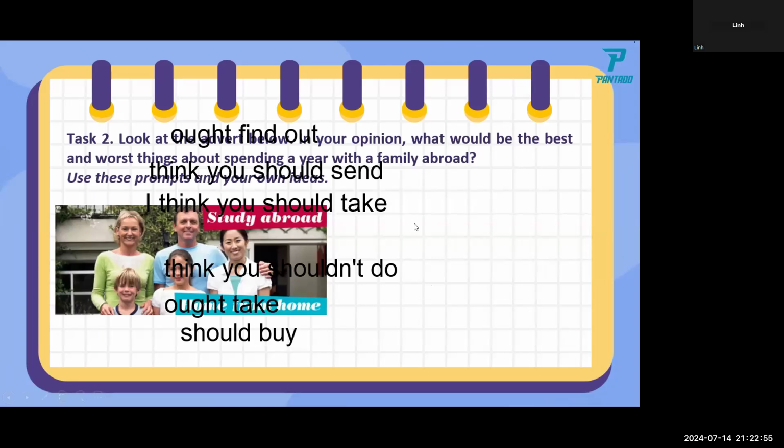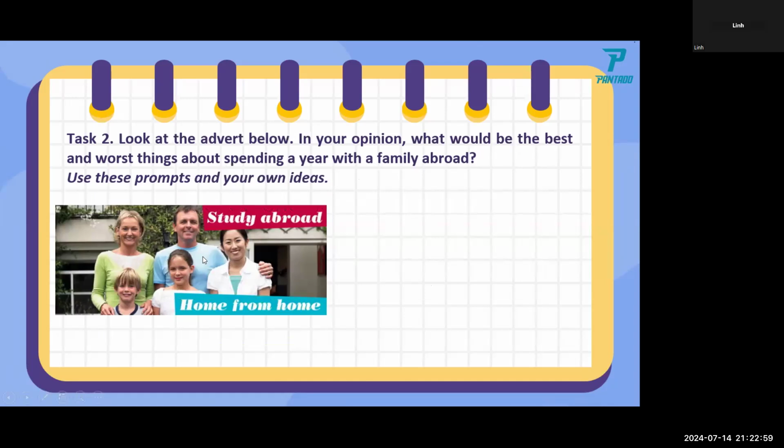Okay. Now, Lihn, look at the advert below. So this is an advertisement. Study abroad, home from home. In your opinion, Lihn, what would be the best and worst things about spending a year with a family abroad? You write your answer in the chat box, Lihn, about this one.